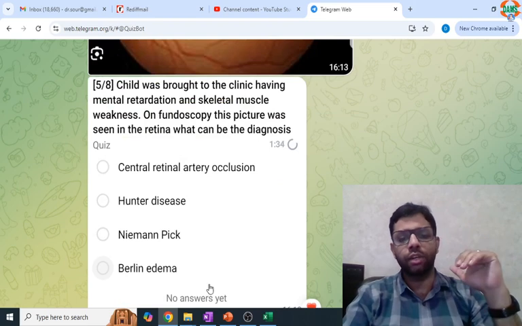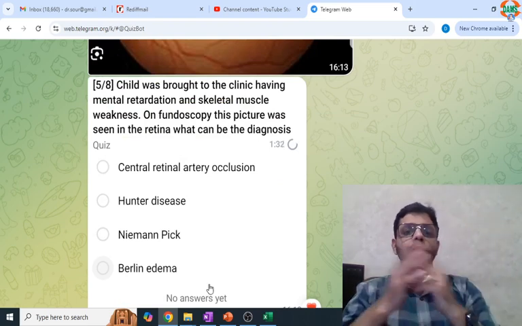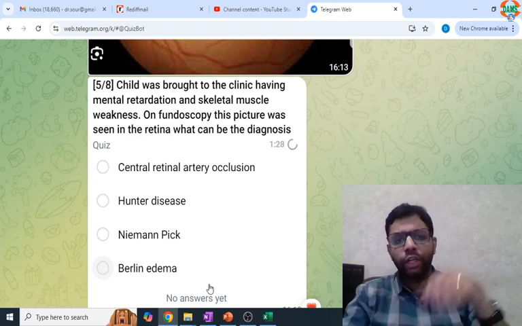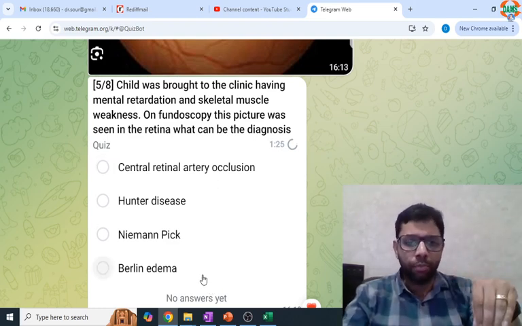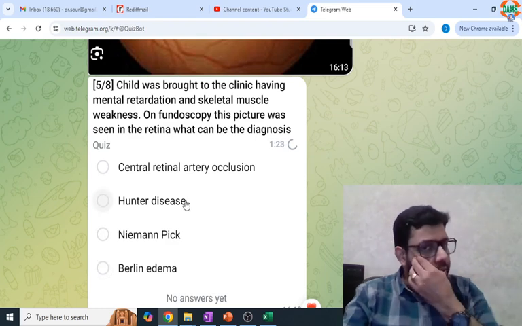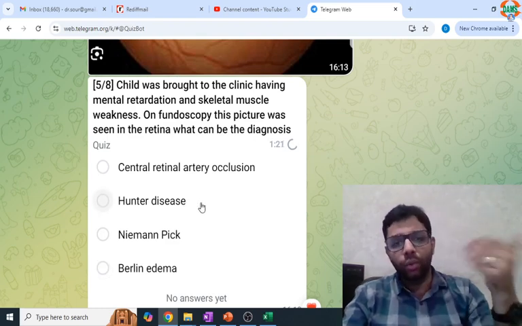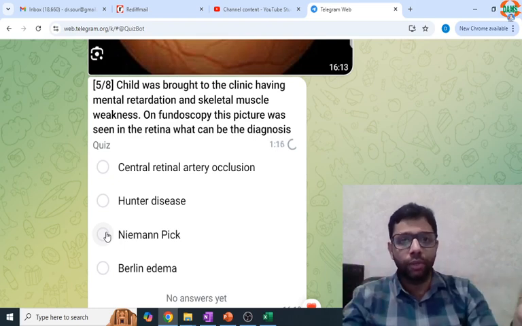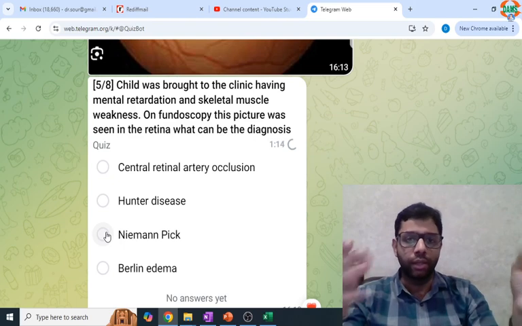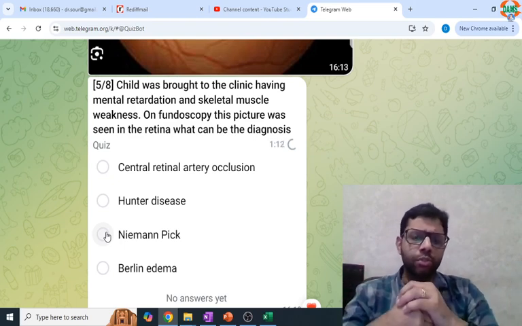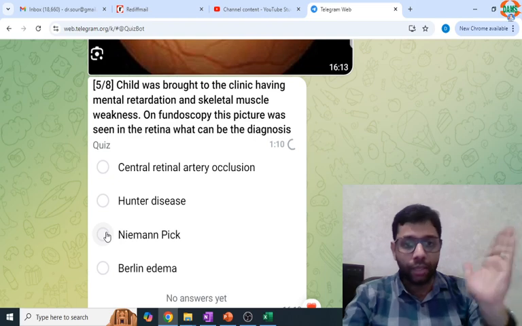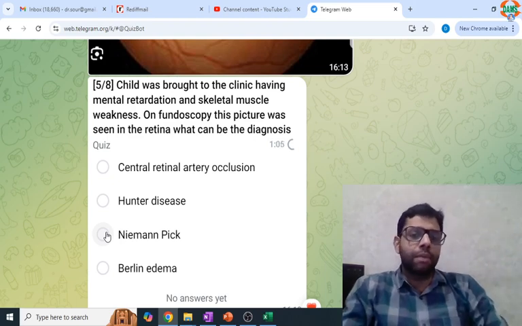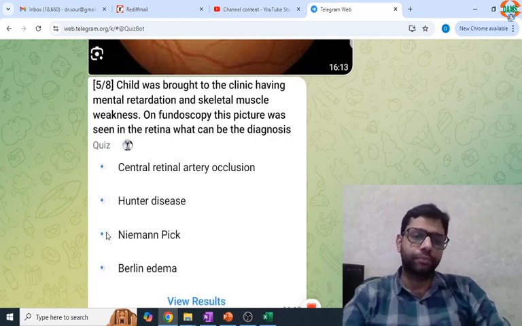They are differentials of cherry red spot because ganglionic layer edema is there, but there is no history of arrhythmias pointing towards CRAO or rheumatic heart disease, or history of blunt trauma pointing towards Berlin's edema. And Hunter disease does not have a cherry red spot. So the only answer is Niemann-Pick. Now Niemann-Pick and Tay-Sachs have the same profile. Only hepatosplenomegaly can differentiate. Here Tay-Sachs is not in the options, so directly the answer is Niemann-Pick. But if Tay-Sachs is the answer, then they should have given hepatosplenomegaly is seen in Niemann-Pick, not seen in Tay-Sachs.